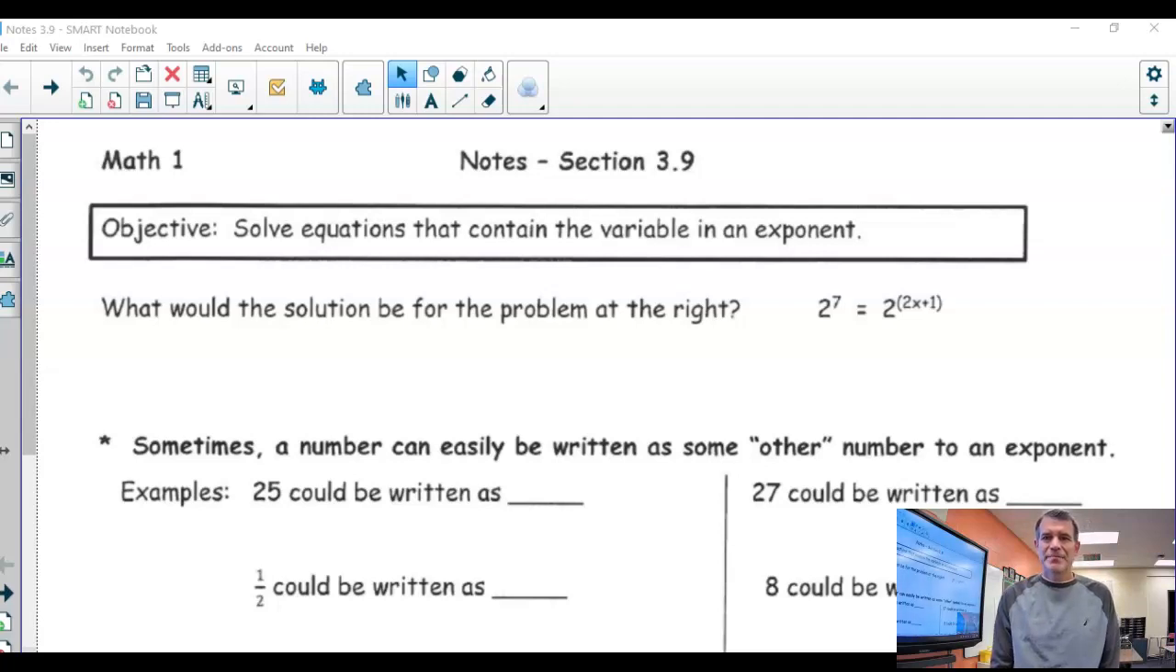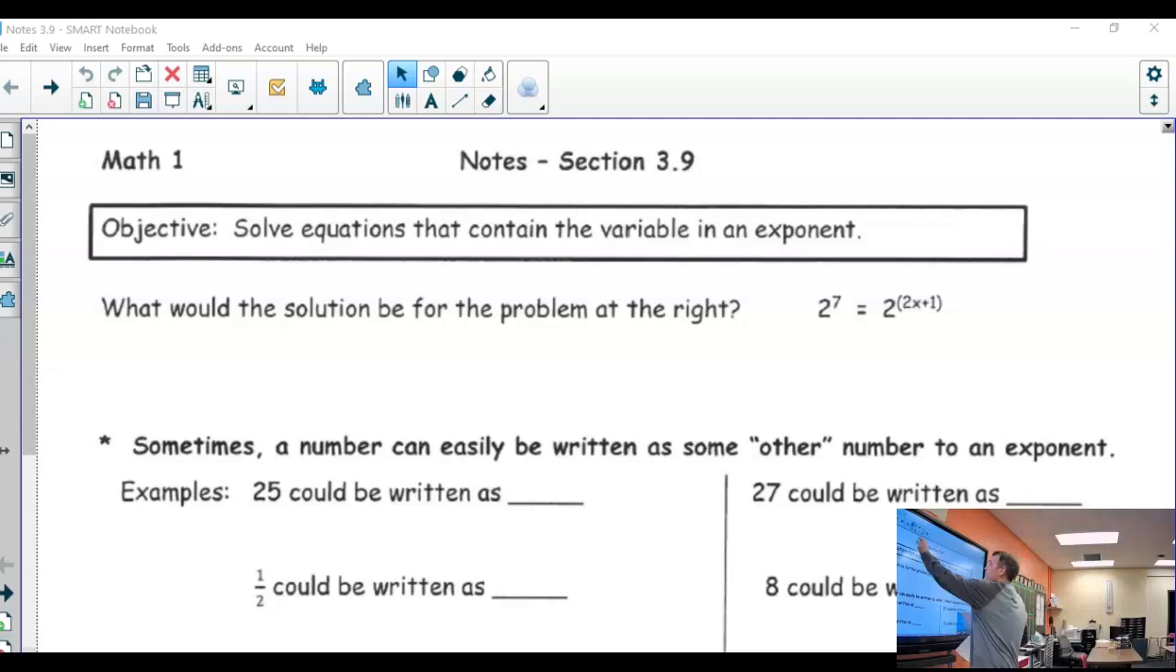Hey guys, Math 1. We are ready to start the last topic in Chapter 3. Now that we have talked about multiplying polynomials together, we are ready to start solving equations, one of which will involve multiplying polynomials together, but not today. Today we're going to start solving equations that have a variable in the exponent. And so let's do it.